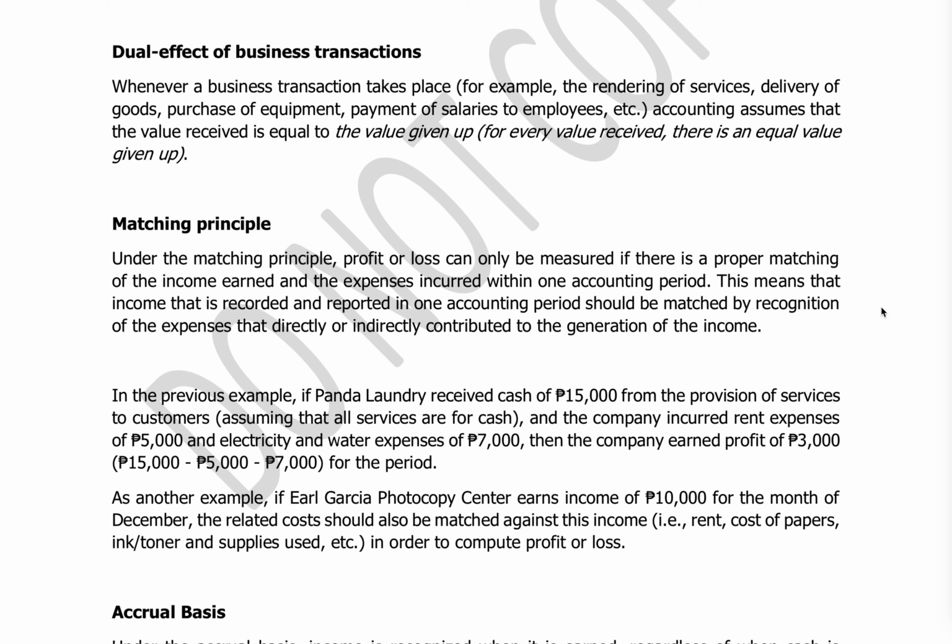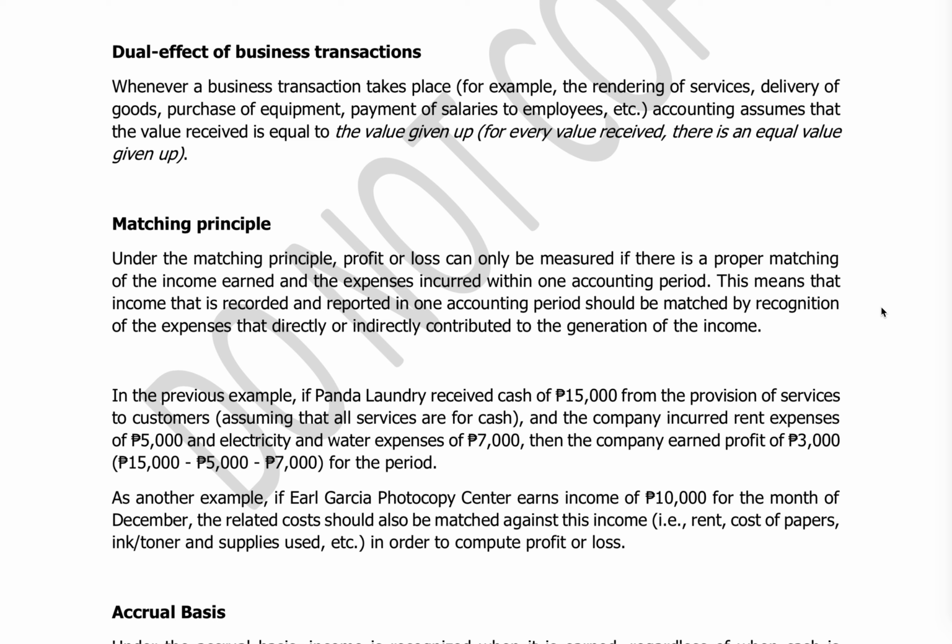equivalent to a 20,000 washing machine, that's the value of your washing machine, you also have given up 20,000 cash. So, there is also a decrease in asset. So, nag-increase nga yung asset mo in the form of equipment, laundry equipment, nag-decrease naman din yung asset mo in the form of cash. So, anong nangyari? Dalawa. May pumasok na asset, may lumabas din na asset.